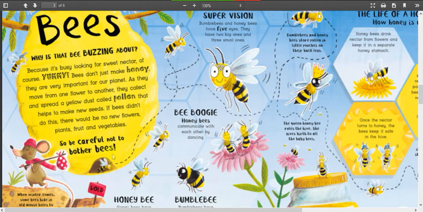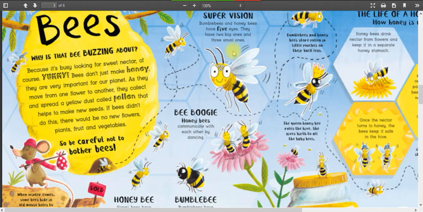Dearie me. Should we follow this path here and read the bits as we're going along the path? The next bit is here. It says bee boogie. Honeybees communicate with each other by dancing. There you go. We communicate by talking, but they communicate by dancing. This one says supervision. Bumblebees and honeybees have 5 eyes.